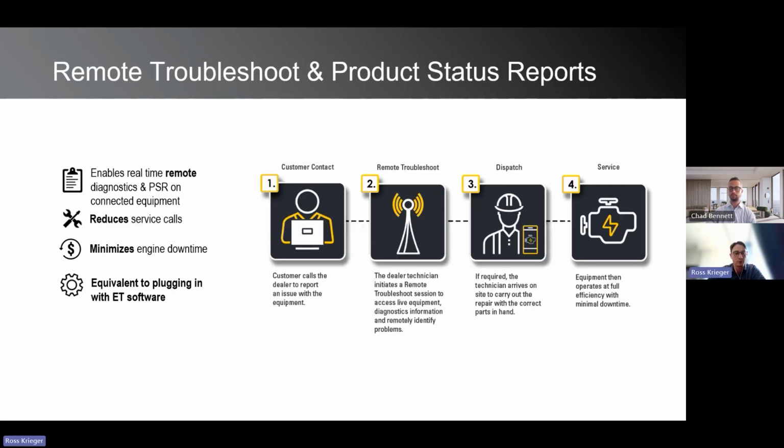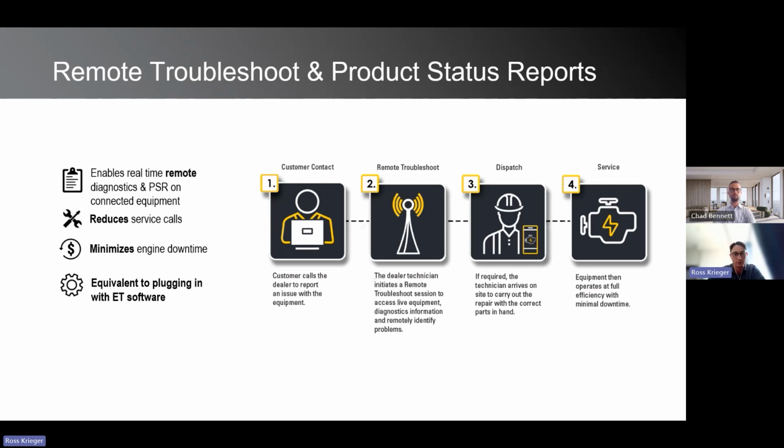Briefly talking about remote troubleshoot and product status reports. This is where we see the real value in Product Link and VisionLink. It enables real-time remote diagnostics and PSR, product status report, on connected equipment, reduces service calls, and minimizes engine downtime. So this is the equivalent of plugging in with ET software.